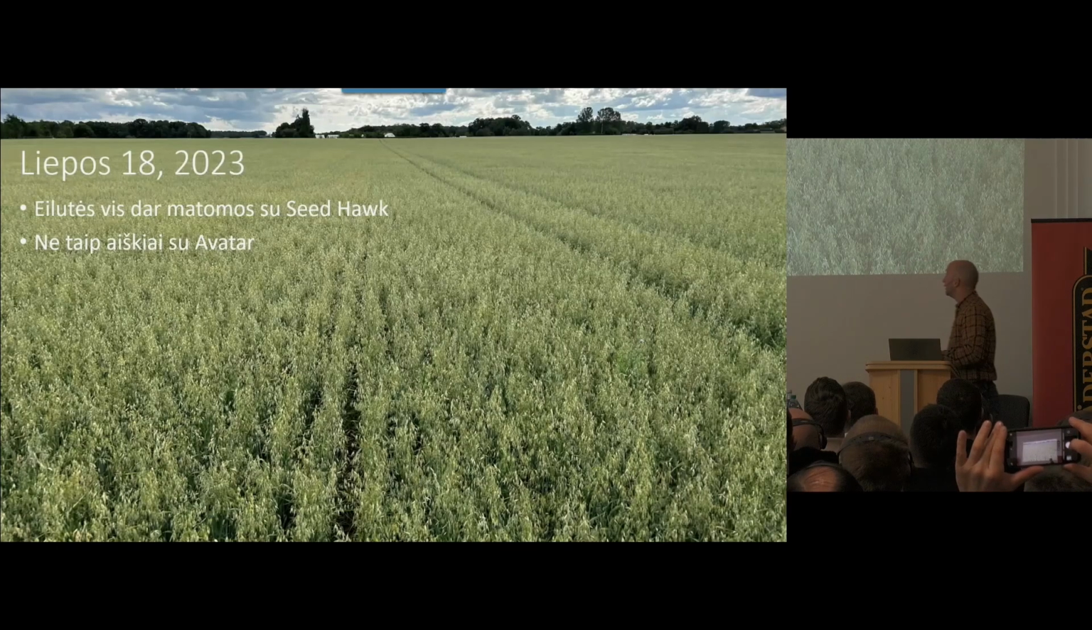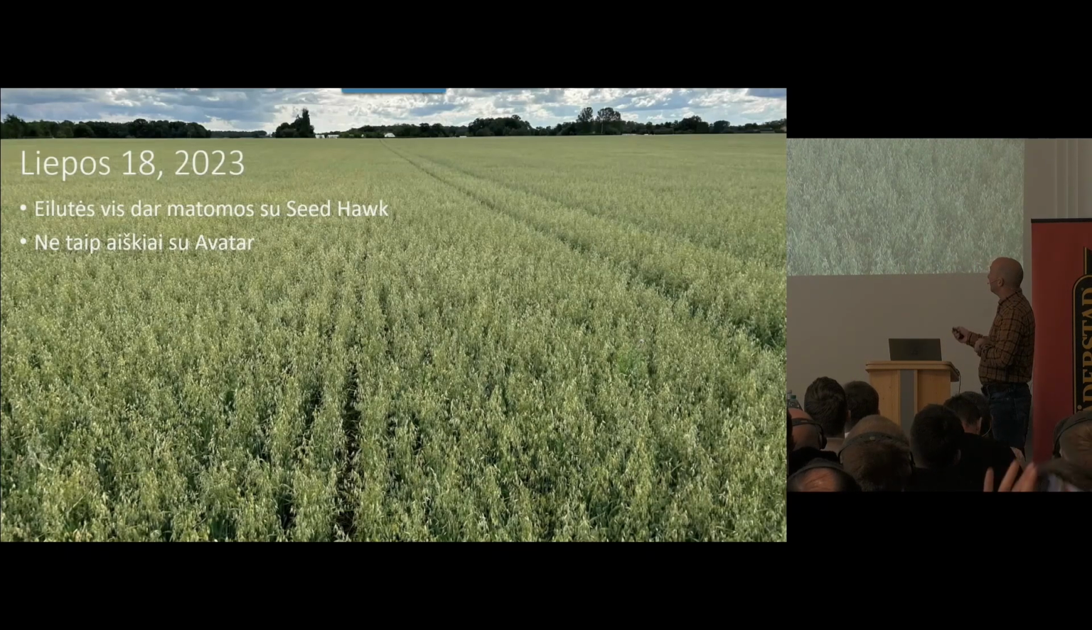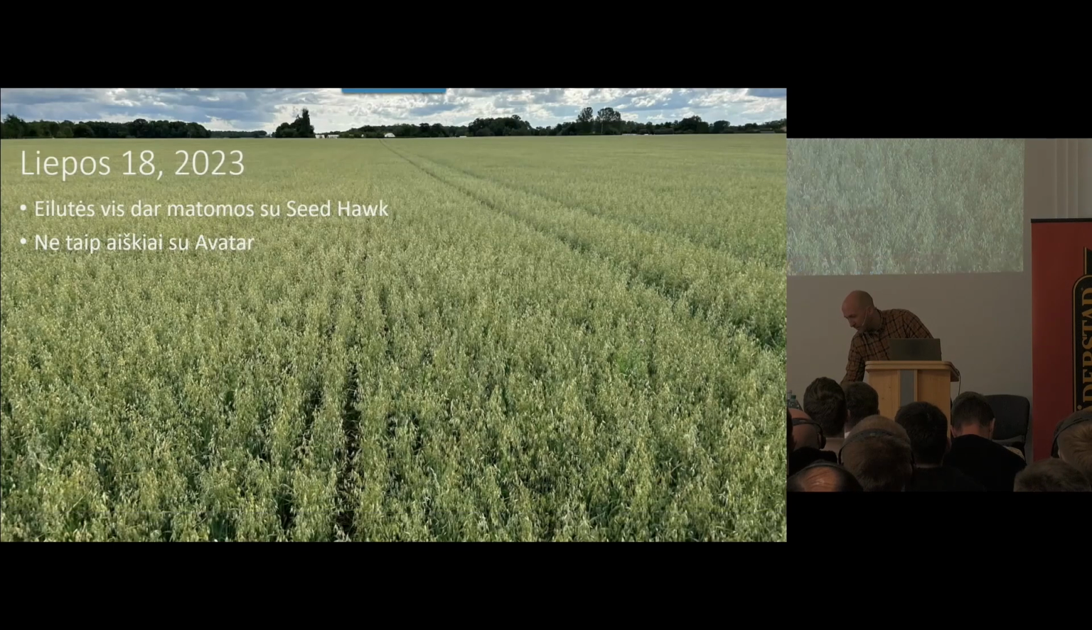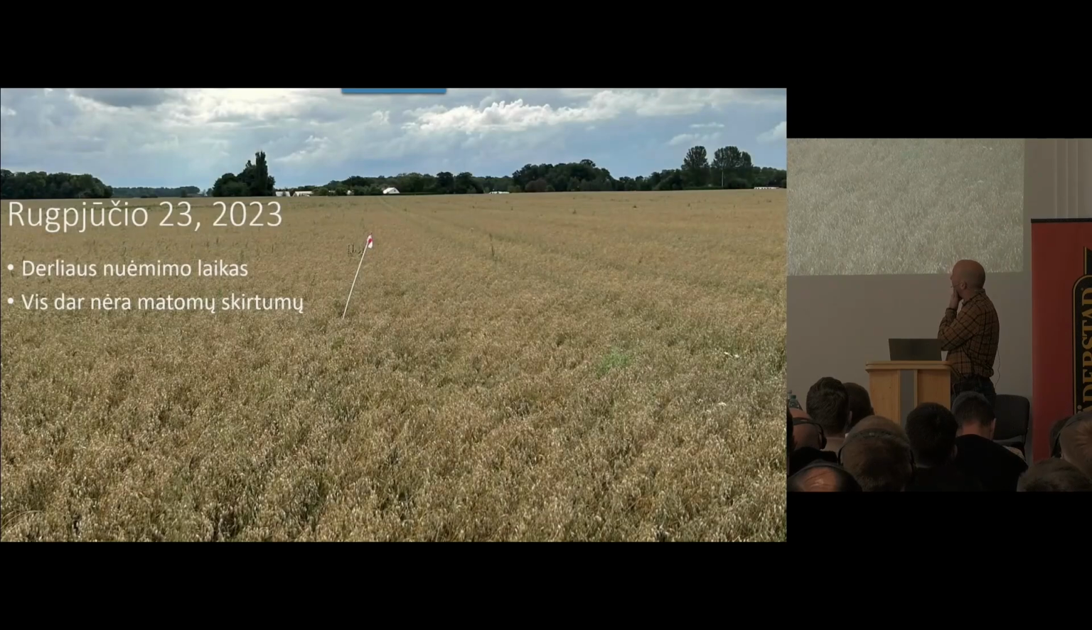And this is in 18th of July. You can still see the wider row spacing of 25 centimeters with the SeedHawk, and the Avatar has 16.7 centimeters. And this is just before harvest. A SeedHawk on your left and the horse Avatar on the right.